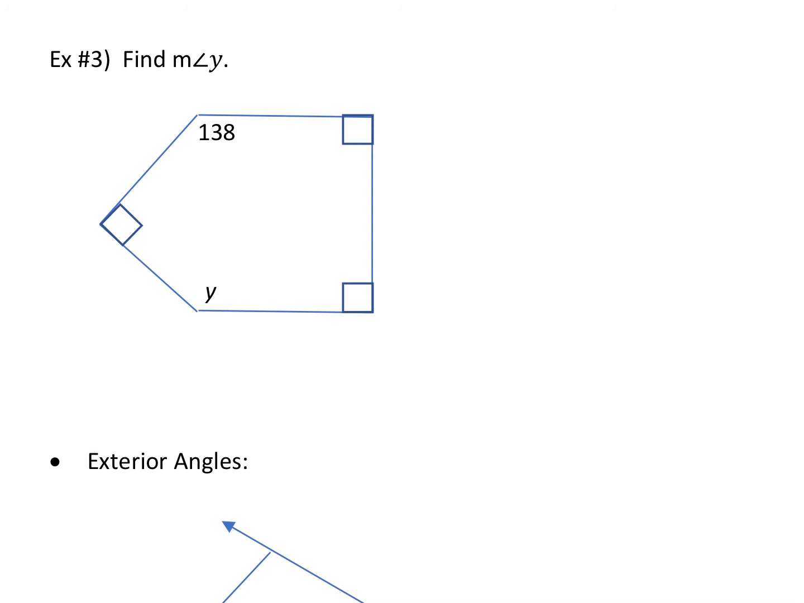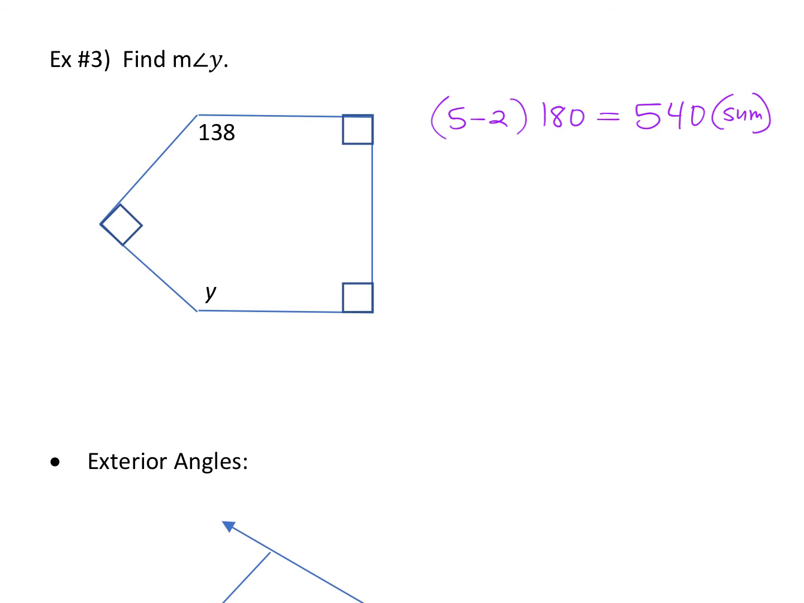How many degrees is Y? Can anyone tell me the sum of the interior angles of this figure? Part of it is 540. This is a pentagon, right? So to find the sum, I would go 5 minus 2 times 180. So the sum of all of them is 540, right? This is the sum of all of the angles. How many angles are you missing?